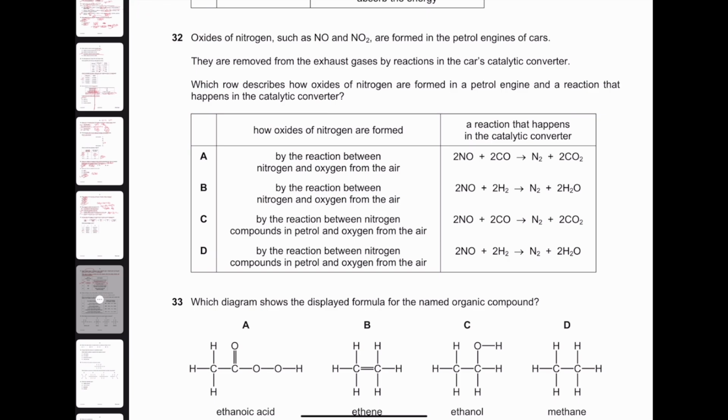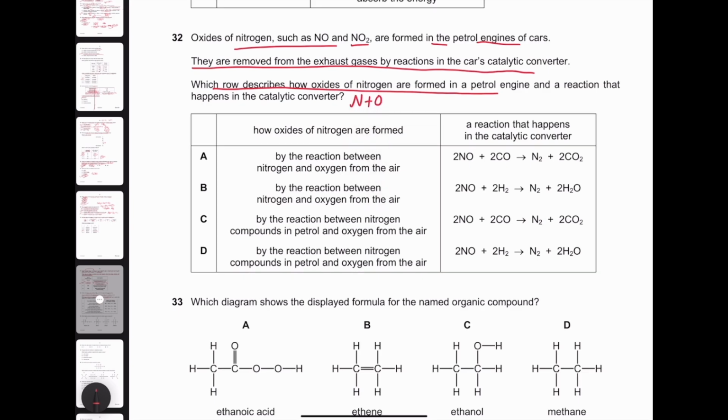Now, question number 32. Oxides of nitrogen such as nitrogen monoxide and NO2 are formed in petrol engines of cars. They're removed from exhaust gases by reactions in the car's catalytic converter. This is true. Catalytic converters convert the highly poisonous gases to less poisonous ones. Which row describes how oxides of nitrogen are formed in petrol engine and a reaction that happens in the catalytic converter? See, the oxides of nitrogen are formed by the reaction between nitrogen and oxygen.